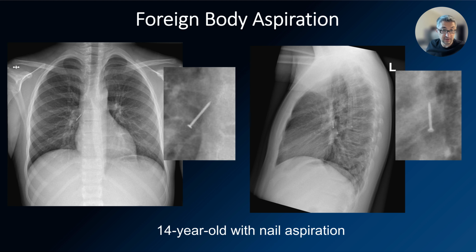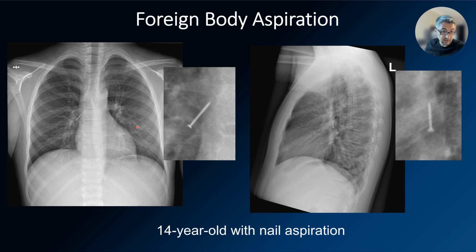Foreign body aspiration can also be very dangerous. As you can see here, there is a nail within the right lower lobe bronchus. This is somewhat the most common location for foreign body aspiration due to its position and angle.